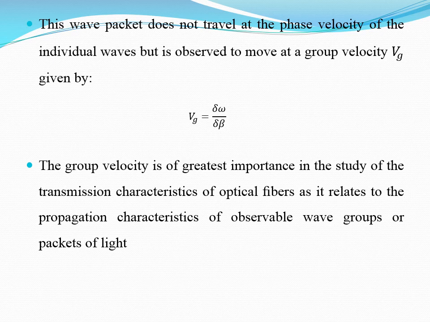So a small change in omega or a small change in beta changes the group velocity of the optical wave or ray. This is what we understood from this equation. Any small change in the frequency or the propagation constant affects the velocity. Which velocity? It is the group velocity, because we consider the optical rays in groups, propagating in groups.